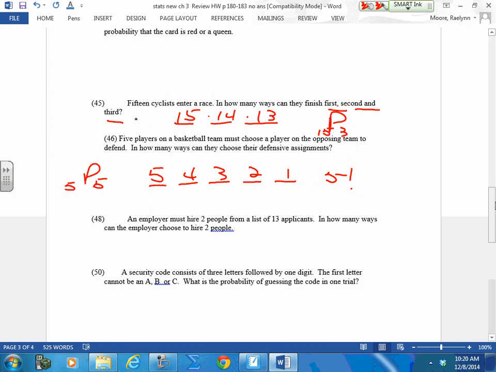Okay. An employer must hire 2 people from a list of 13 applicants. In how many ways can an employer choose to hire 2 people? Does order matter? No. So what are we looking at? C. How many people to choose from? 13. How many do they want? 2. So put that in your calculator. And this just said how many ways. Remember, it could also say how many different ways. Different does not mean permutations. It just means each way is unique. So 78 ways.